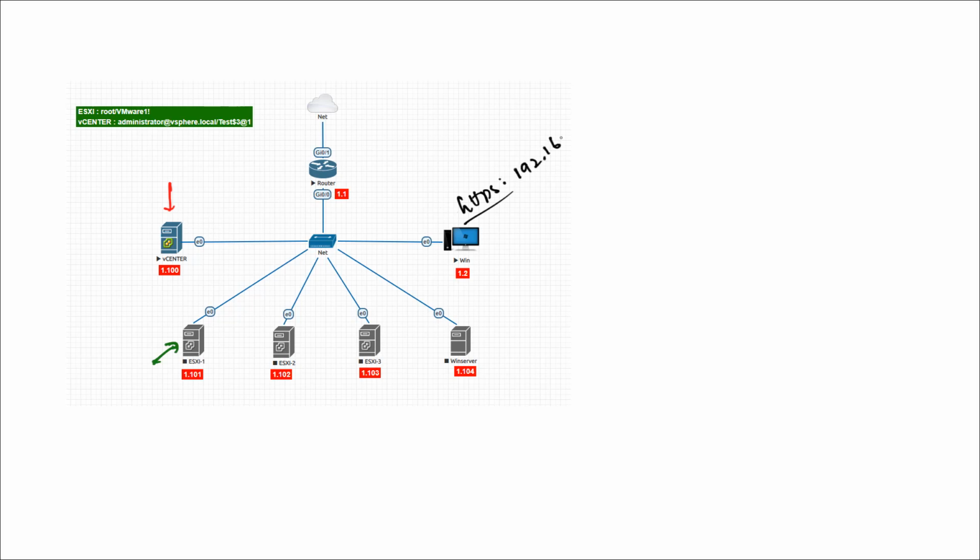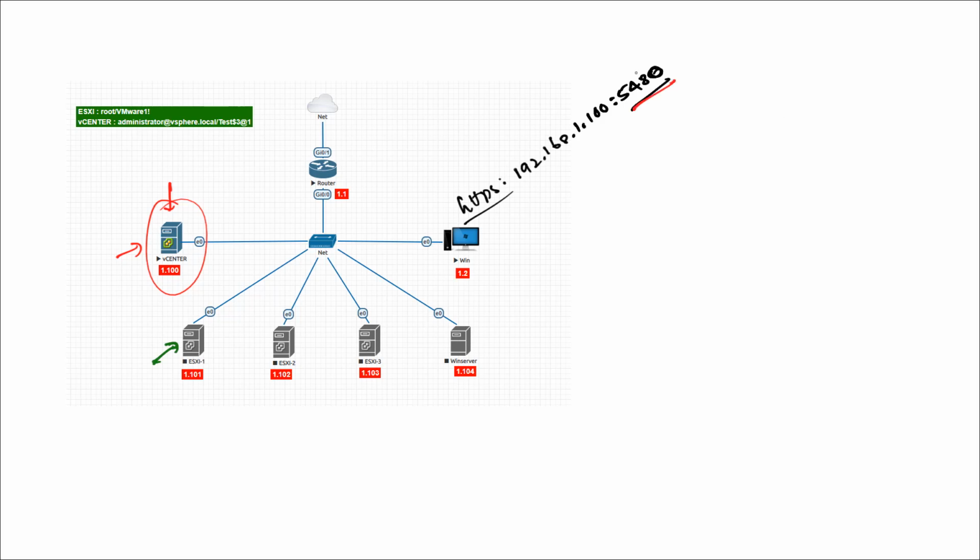So you have to give the IP address 192.168.1.100, and then you have to give the port number 5480. This is the port number that you have to give in order to set up the vCenter, because the vCenter appliance is ready, but we have to set up the vCenter. We have to install the vCenter service on this appliance.